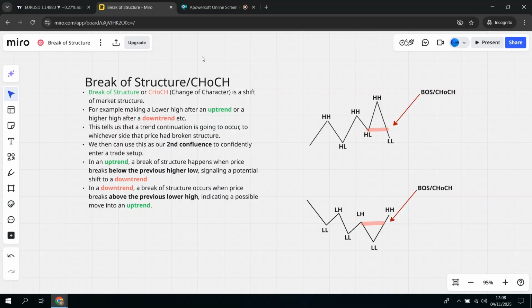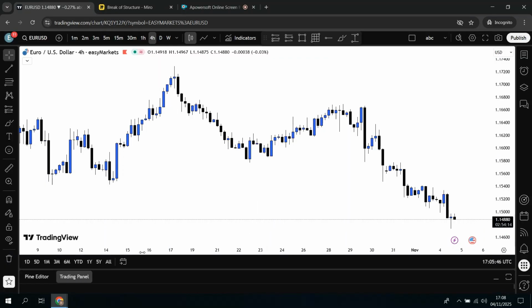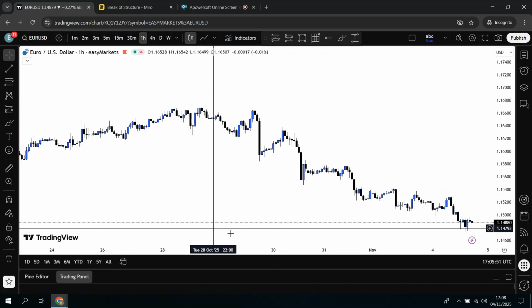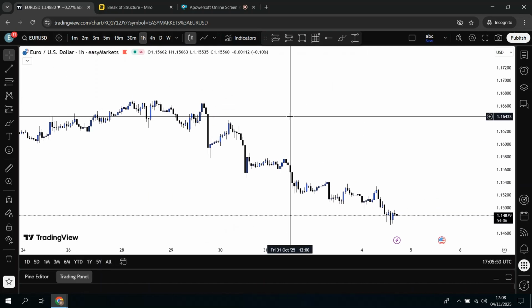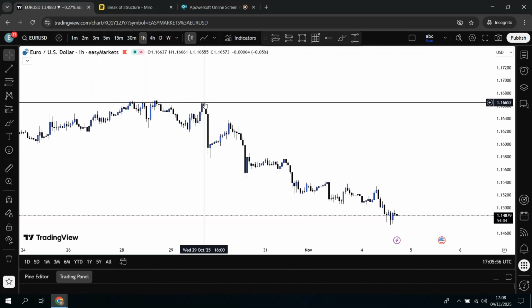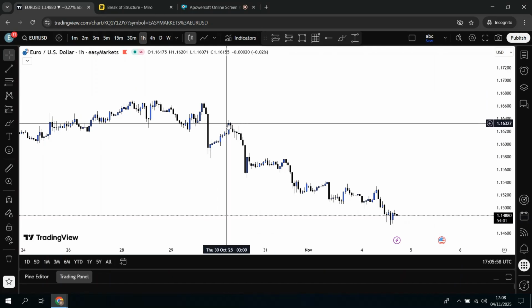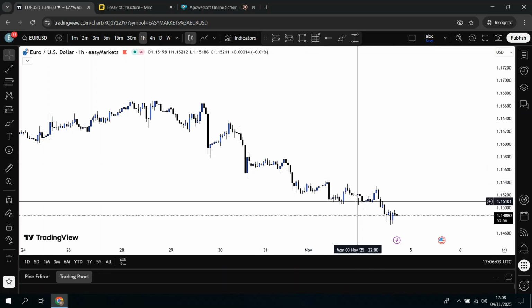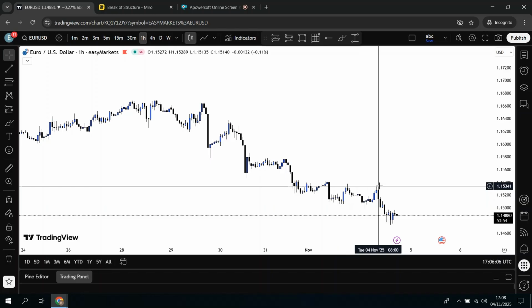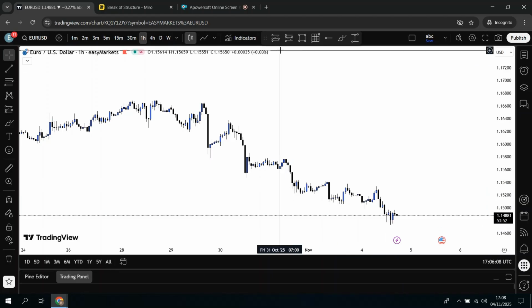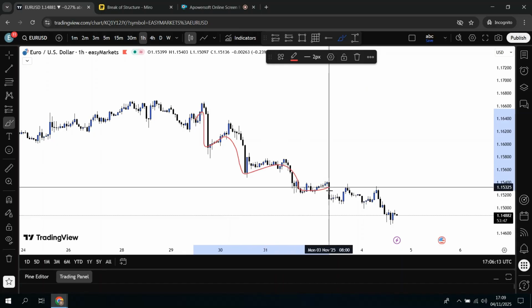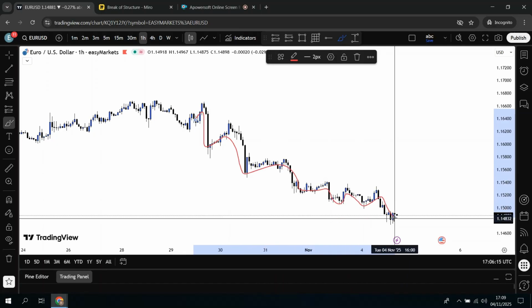Now, with that being said, let's jump on the charts and find some examples of a breaker structure. Let's go to, say, the hourly for this. Right, so here's a pretty simple trend, okay? Got a high, got a low. Lower high, lower low, lower high, lower low, lower high, lower low. You can quite clearly see this is a downtrend.